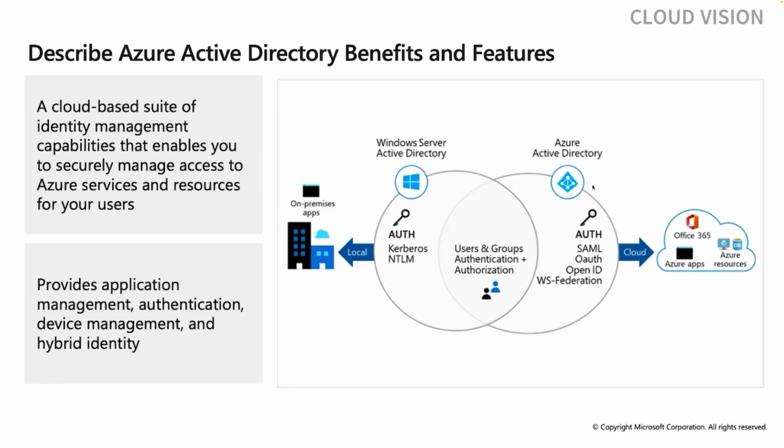But when you go to Azure Active Directory, you have different authentication protocols and methods: SAML, OAuth, OpenID, WS-Federation, and that authenticates all your cloud services. But if you want access to your on-prem services, or on-prem requires cloud services using different ADs, this is how you can synchronize users and groups and their authentication and authorization between them. So this is a very high-level Active Directory architecture, benefits and features.